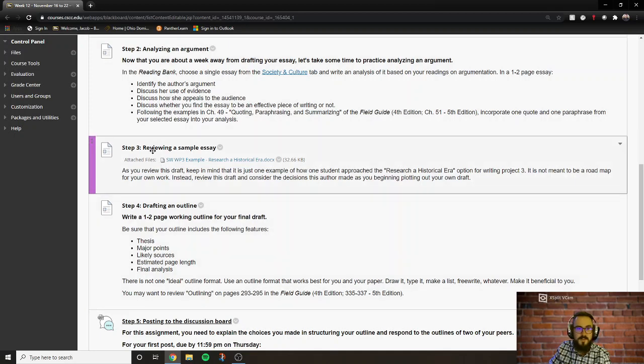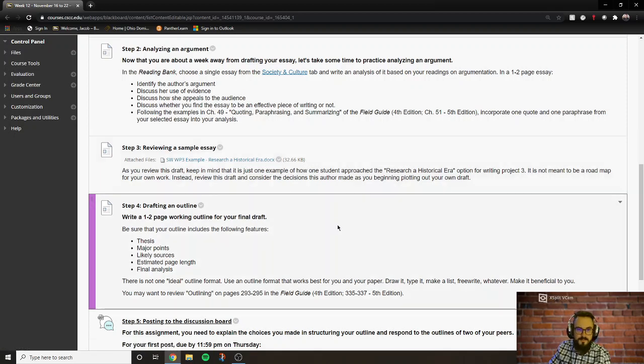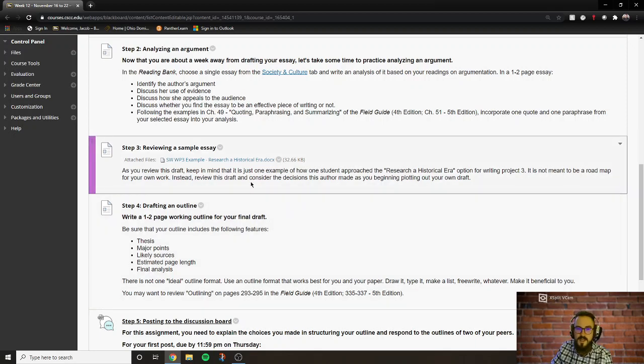For step 3, you're going to review a sample essay, which is right here. Now, you are hopefully aware that in writing Project 3, there are 5 different directions that you can go in. One of those directions is researching a historical era. And so this example essay is going in that direction. They are taking a look at the history, or at least a section of history of their topic.